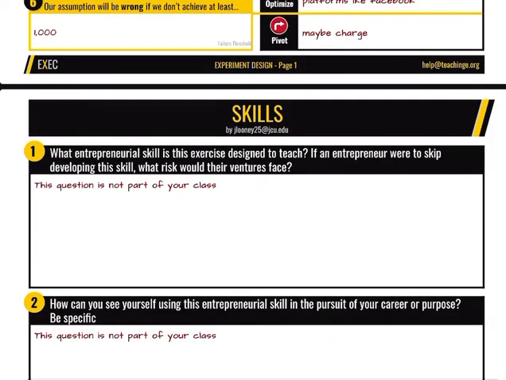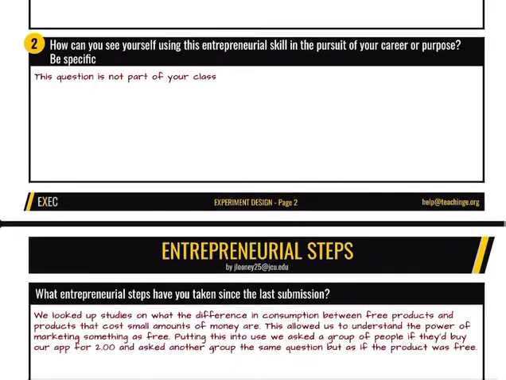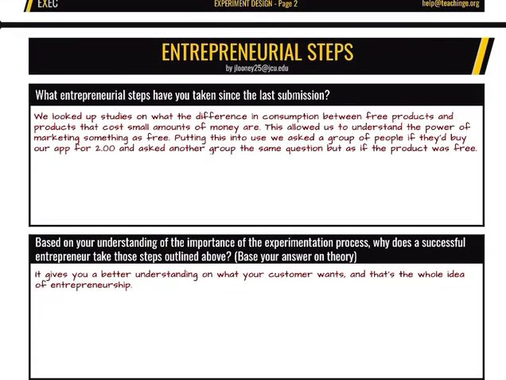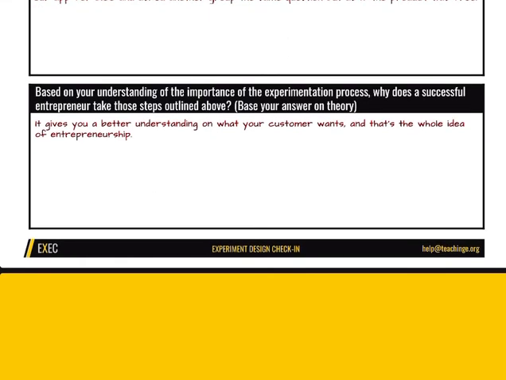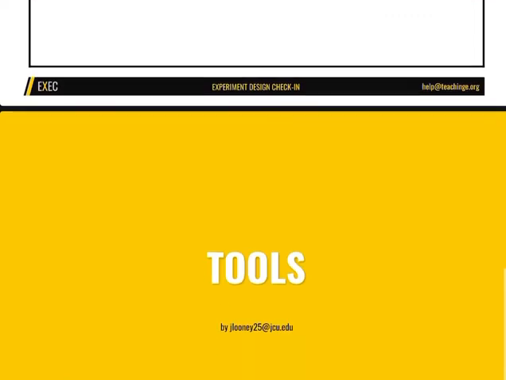The entrepreneurial skill, I guess this is not part of our class. And then the steps we took, I pretty much just explained this. We took free products and products that cost small amounts of money, and we used this to understand, it's pretty much we took products that were cheap against products that were free. They were the same product, but we saw how often people would take those products. Based on that, it gives us a better understanding of what our customer wants, and that's pretty much the whole idea of entrepreneurship.